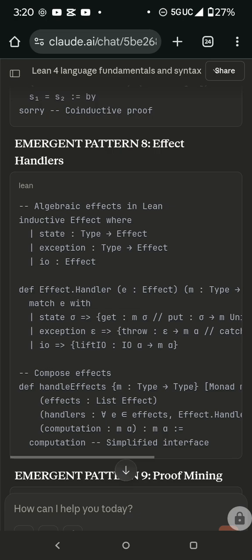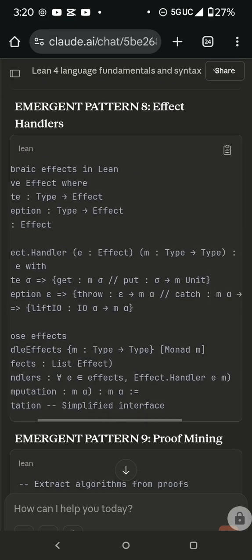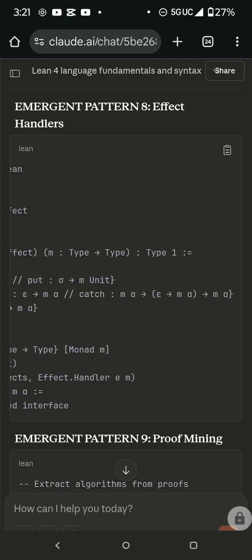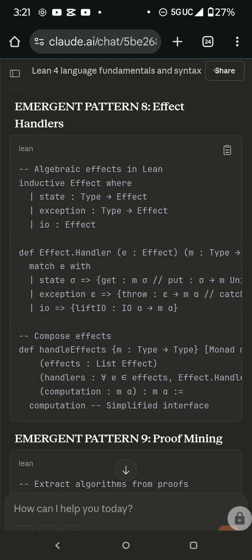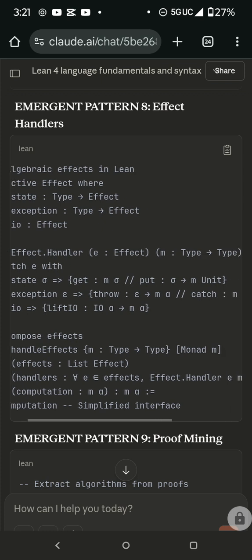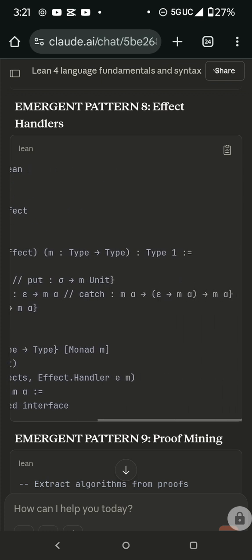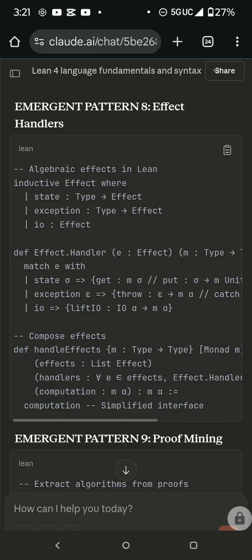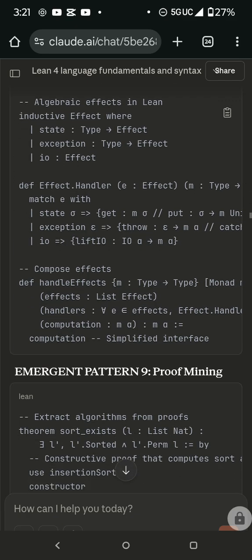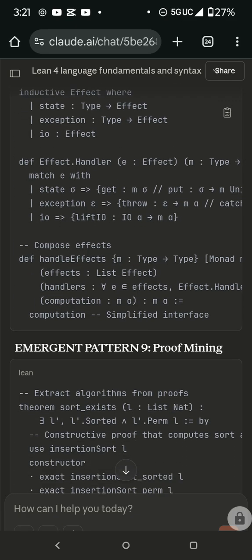Next, emergent pattern 8, effect handlers. Algebraic effects in Lean. Inductive effect where? And further shown like this. Define effect handler with that. All like this. Match E with the rest as shown. All like that. Okay, why? What's each part do, etc., etc. We can have that. We always have that potential. Next, compose effects, define handle effects. Well, like this.